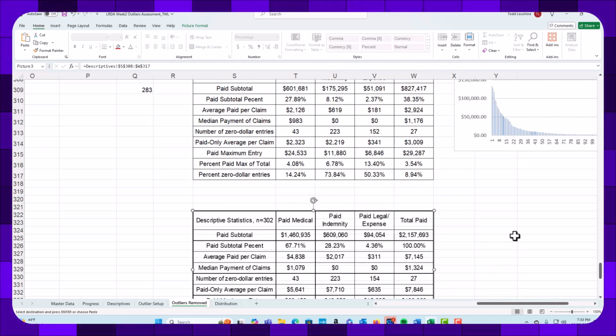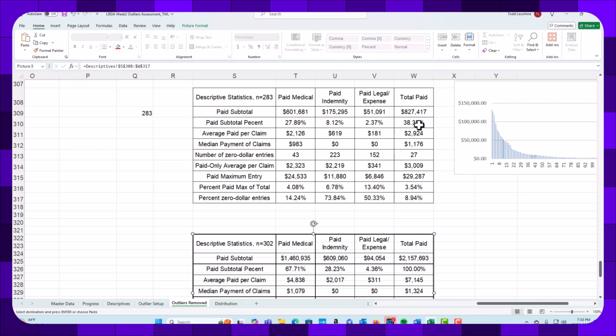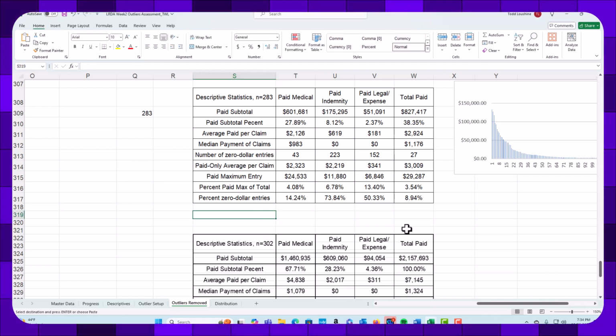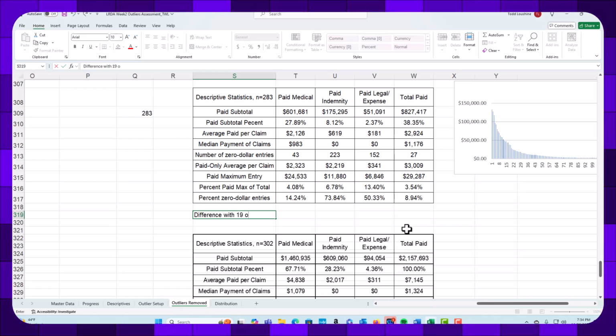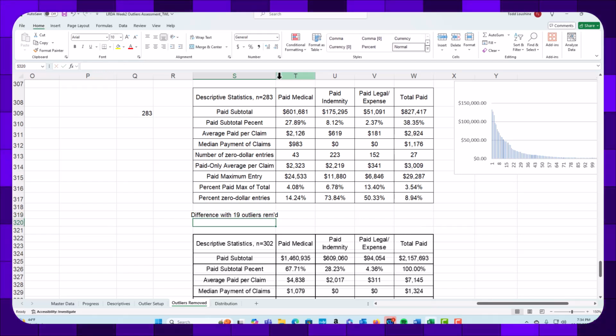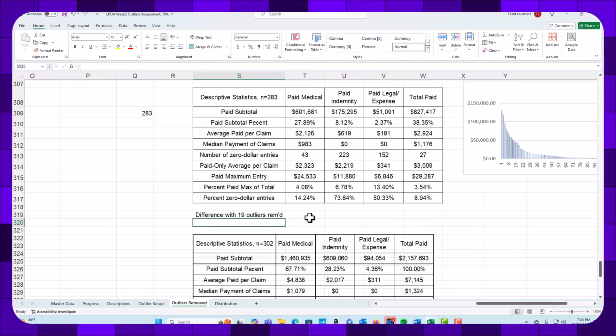And now I usually like to get it down to 2, but we've cut off a lot. 19 claims represented a lot. And I mean, we should actually compare the two, shouldn't we? So this is the difference with 19 outliers removed. And I did that. I don't like to use abbreviations like that.